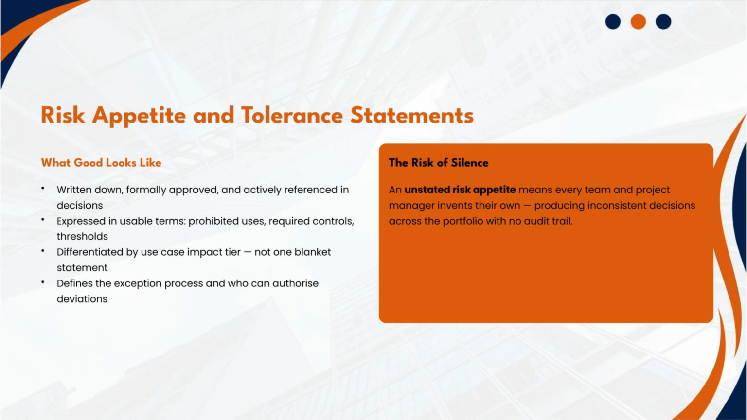Appetite is strategic and broad. Tolerance is specific and measurable. Appetite is the philosophy. Tolerance is the tripwire. Here's what a real appetite statement looks like.